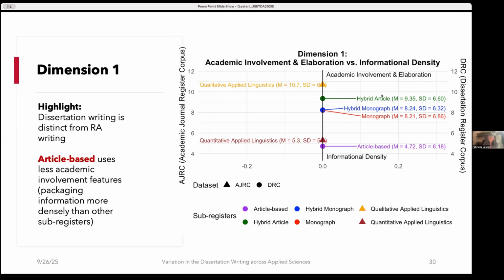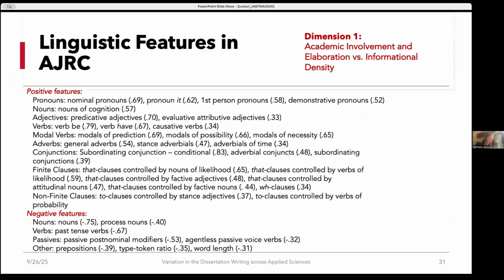That indicates that dissertation writing in the applied linguistics field is characterized more by academic involvement and elaboration, rather than having short or dense, packaged information in the language. And how does that look? I have example excerpts. Before going to the excerpts, I would like to share a little bit about the linguistic features which make up the positive and negative dimensions.